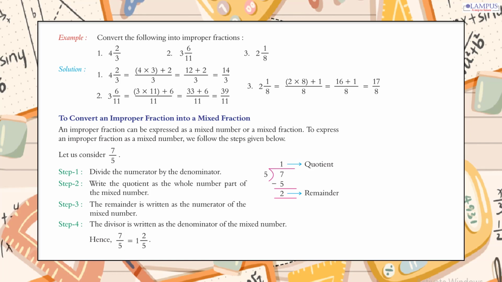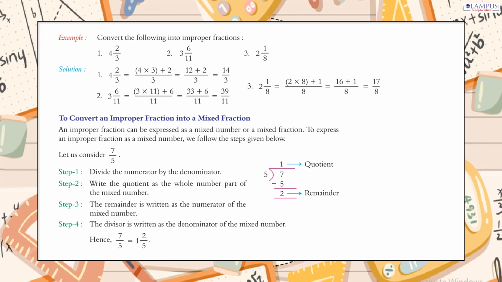Step 1. Divide the numerator by the denominator. Step 2. Write the quotient as the whole number part of the mixed number. Quotient is 1. Step 3. The remainder is written as the numerator of the mixed number. Remainder is 2. Step 4.